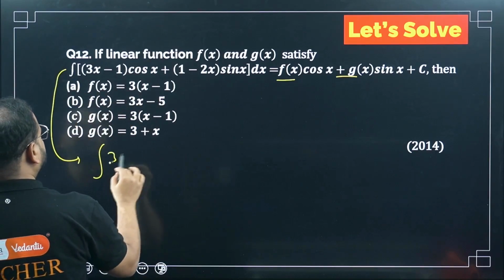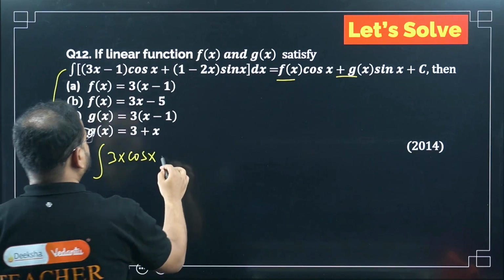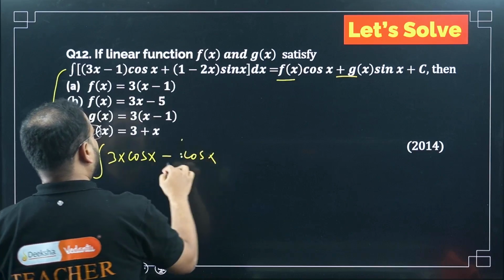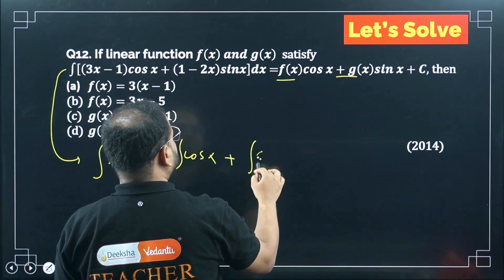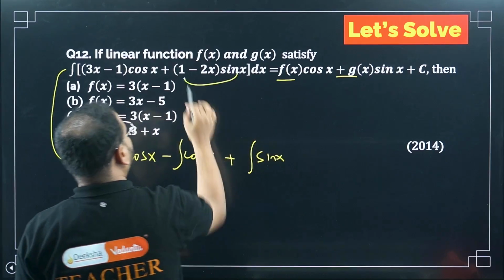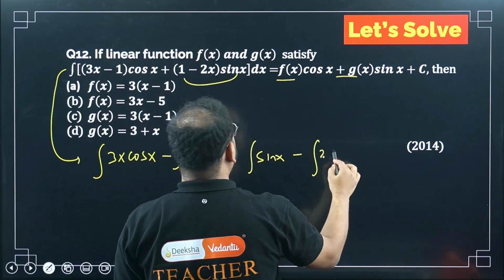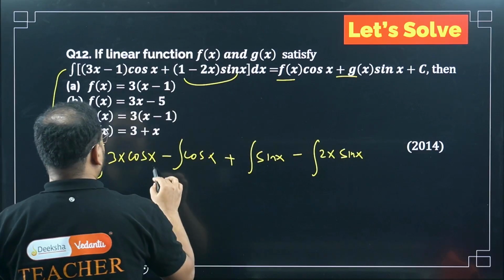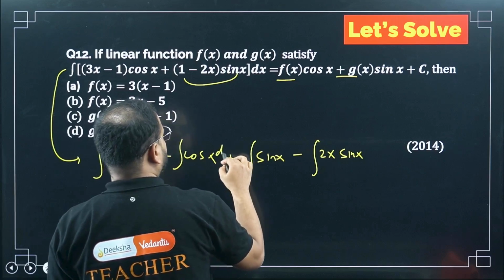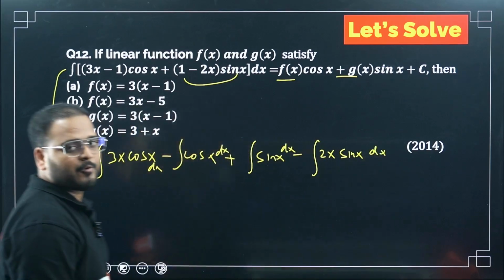3x cos x, minus cos x integration. I am writing integration for everything, plus sin x integration, because if you multiply sin x with 1 it will be simply sin x, and then minus 2x sin x integration. Everything with dx, right? No problem there. Okay, all right.